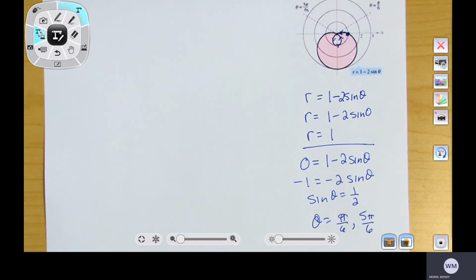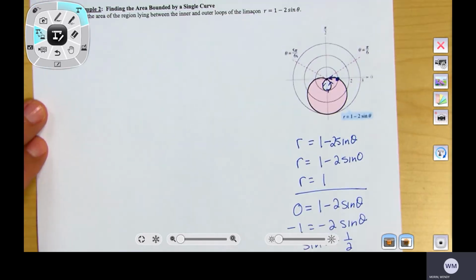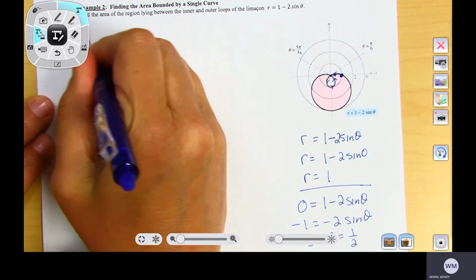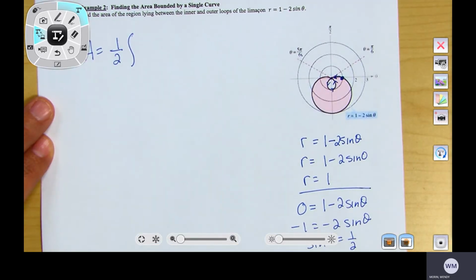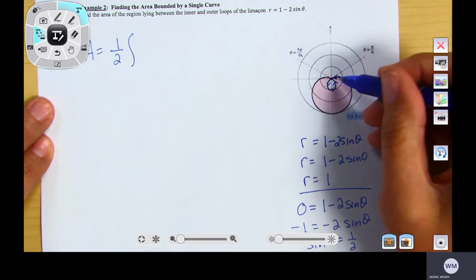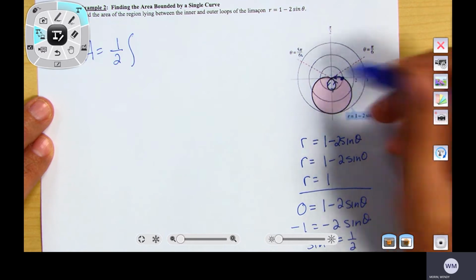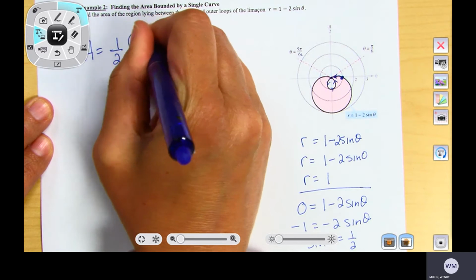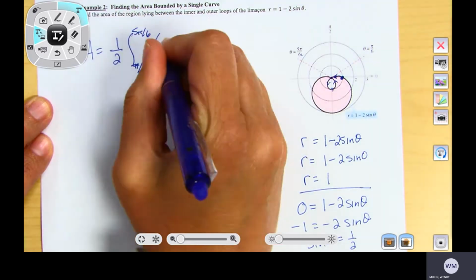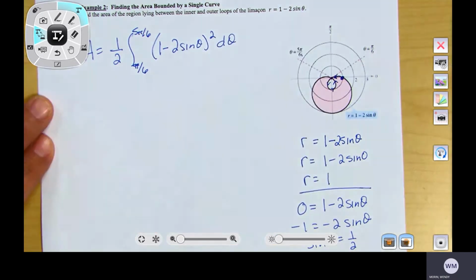Okay, however, if I go to set up the area of this, and I go 1/2 the integral, okay, and I go from, let's say, the start of the first time we get to the pole to the second time we get to the pole. So let's say I go from pi over 6 to 5 pi over 6 of my R value, which is 1 minus 2 sine theta squared d theta.